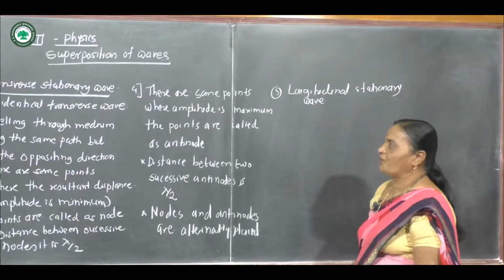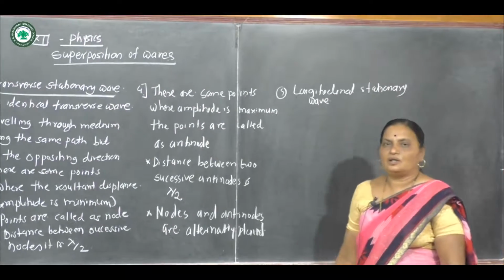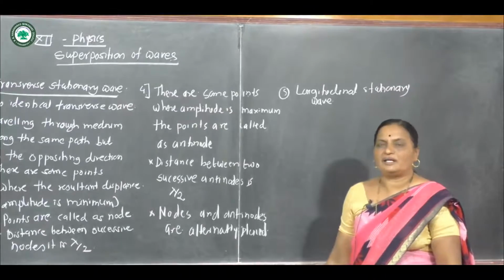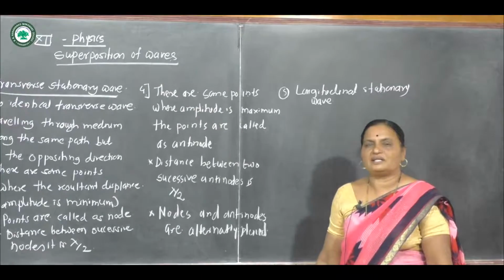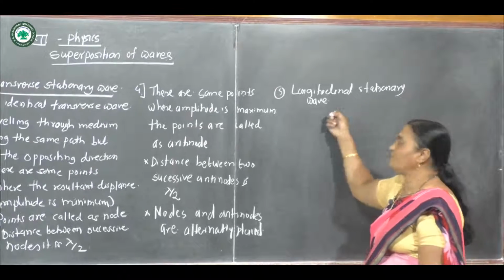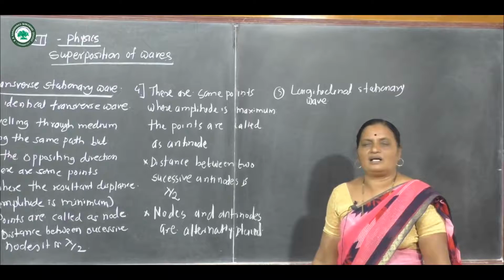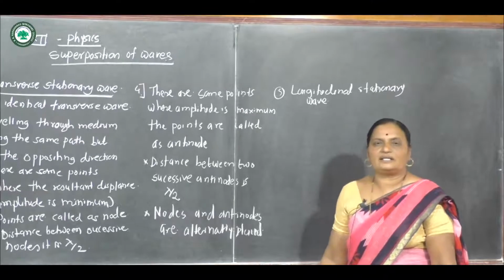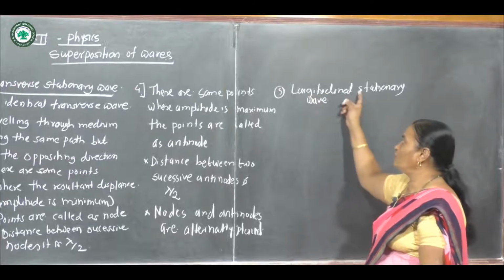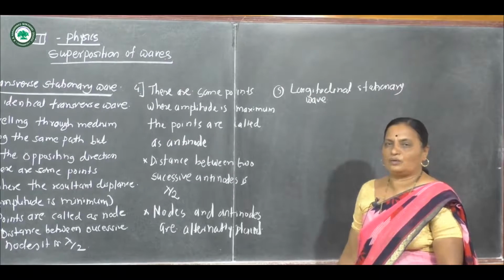Longitudinal stationary wave. Two identical longitudinal progressive waves traveling through a medium in opposite directions interfere with each other, forming a longitudinal stationary wave. For example, we consider the resonance tube. In this case, there is a formation of a longitudinal wave.